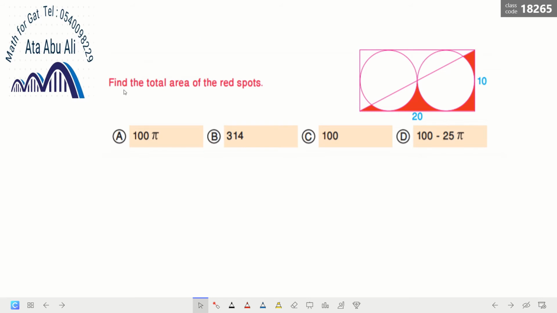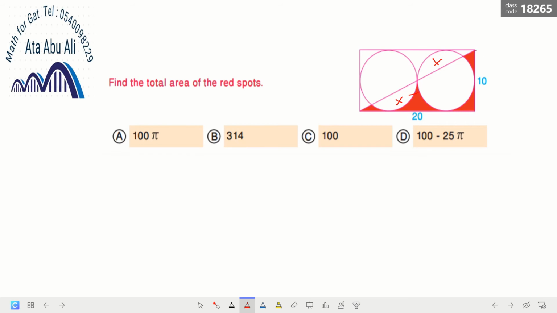Now looking at this question: find the total area of the red spots. That means the shaded area with the red. Now, as we know, here I have a triangle. Inside the triangle there are two parts of a circle. If we know this one and this one are the same, then if you put this one here with this one, it becomes a complete circle.